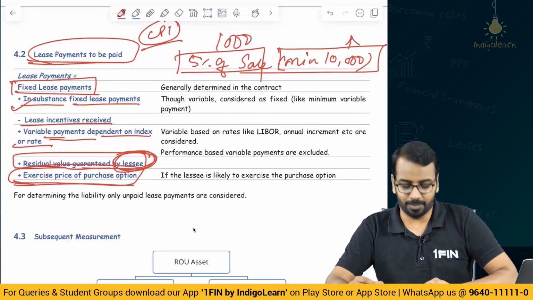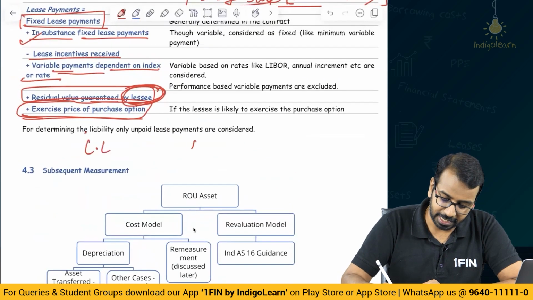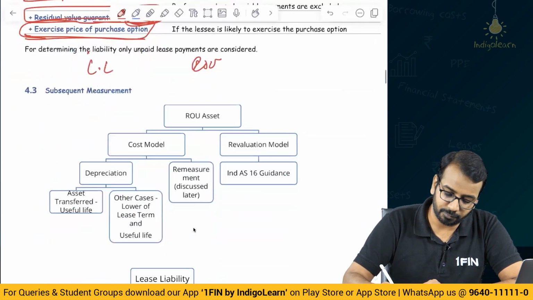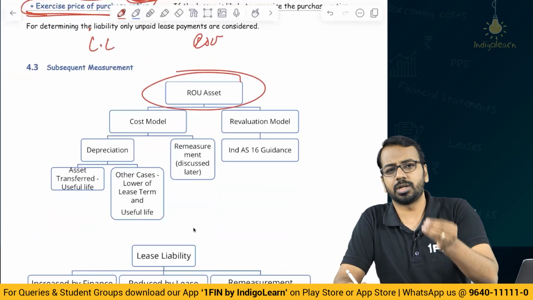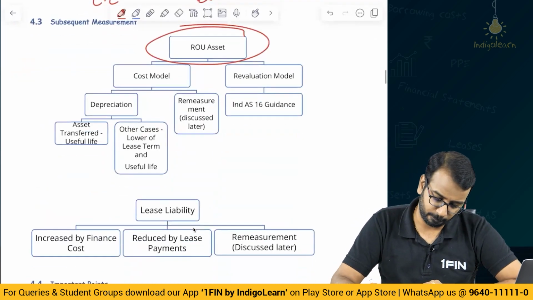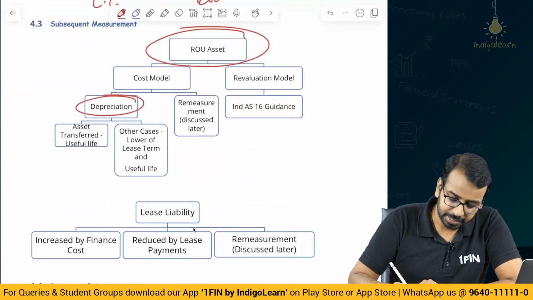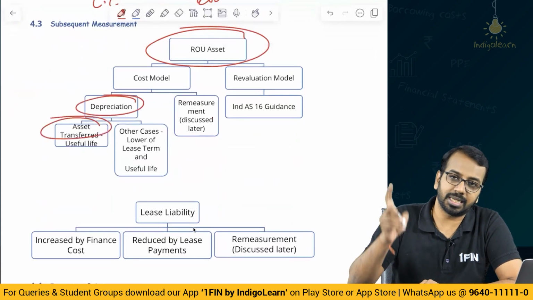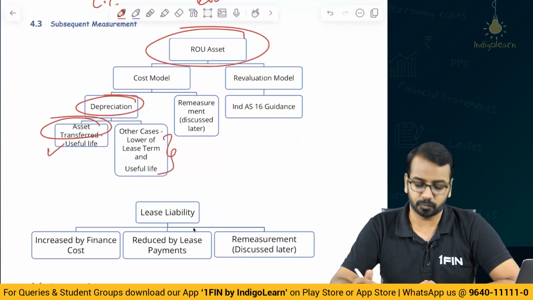of the lease payments. Now once you have calculated the lease liability and right of use asset, for subsequent measurement of the right of use asset, take a simple approach: whatever principle we followed in IndAS 16, the same principles you will continue to apply. As far as depreciation is concerned, if the asset will be transferred or purchased at the end of the life, then you will take the useful life, otherwise the lower of lease term and useful life.